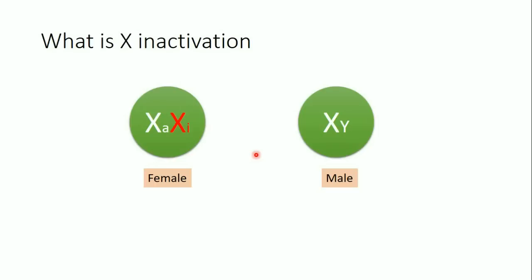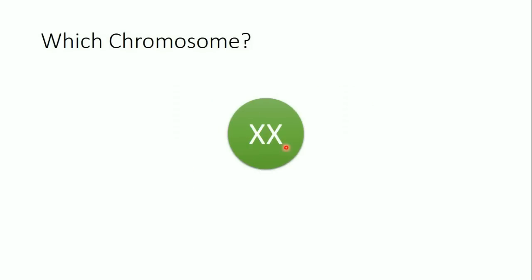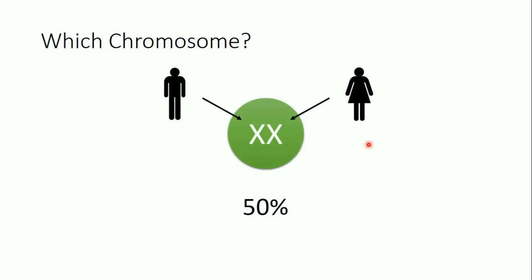Now, which chromosome is inactivated? You know that in the cell there is one father's X chromosome and one mother's X chromosome. Which one is inactivated? The chance is really 50%. So it can be either of these.